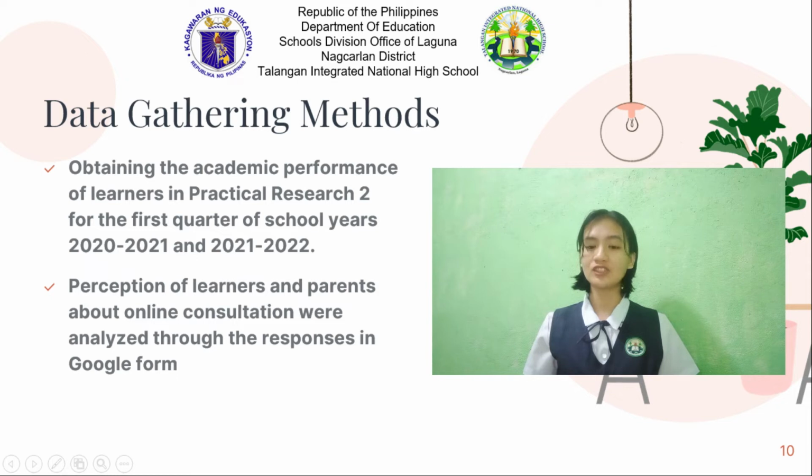Investigating the effect of the teacher-made correspondence website on the academic performance of learners, the researchers would first deal with obtaining the academic performance of learners in Practical Research 2 for the first quarter of school years 2020 to 2021 and 2021 to 2022. Perception of learners and parents about online consultation will be analyzed through the responses in the Google form containing the 5 factors to be investigated: correspondence or interactivity, clarity of content, graphics, relevancy of materials, and teachers' accommodation to queries.